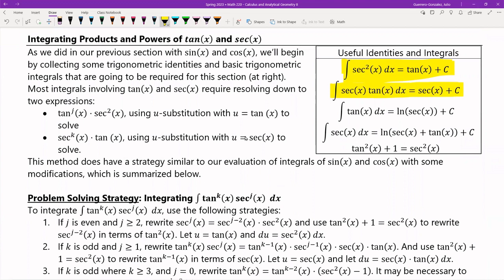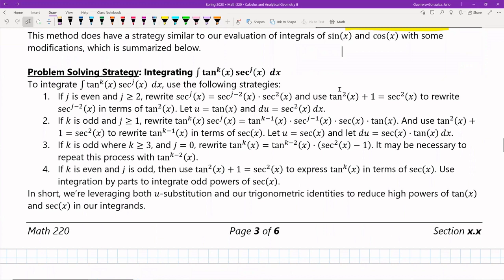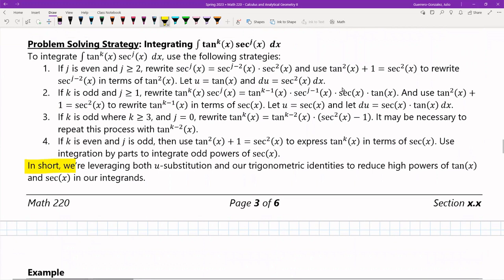The simpler integrals to solve out some of the more complicated secant and tangent ones. And we're going to be using this one a whole bunch. Okay, so again, there is a problem-solving strategy. It is in the book if you want to take a look at it. Here it is summarized. In total, we are going to be leveraging both the trigonometric identities and u substitution to reduce the higher power. It's still the same goal. We're trying to reduce the powers of tangent and secant. That's all we're trying to do here.